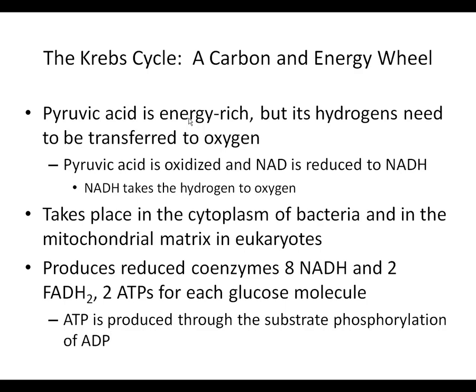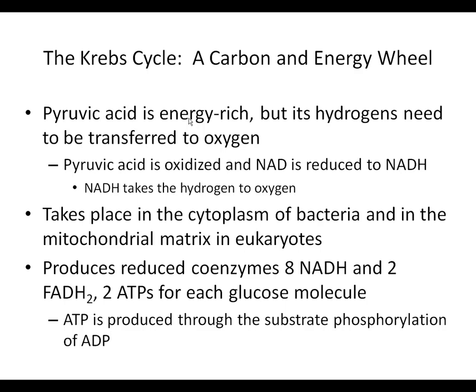Here we are going to produce considerably more reduced coenzymes. We're going to produce 8 NADH and 2 molecules of FADH. This is a new coenzyme, and I'll explain a little bit about this as we continue on with the Krebs cycle. And we're going to produce 2 molecules of ATP for every glucose molecule that we started out with. ATP is going to be produced through the substrate phosphorylation of ADP to ATP. Now I know this is sounding like a bunch of gobbledygook, but let's look at a diagram and see how this works.